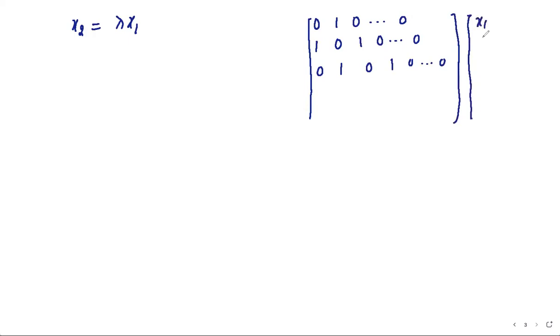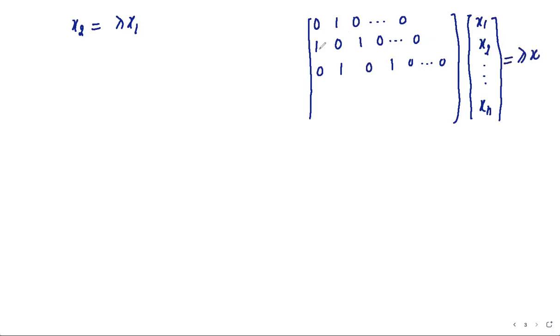Then we are multiplying it with x1, x2, so on up to xn. When we multiply the first row, only the A12 entry is non-zero, and all the remaining entries are equal to 0. So multiplying the first row with this column vector gives x2. But this is equal to lambda times x1. Therefore, x2 is equal to lambda times x1.